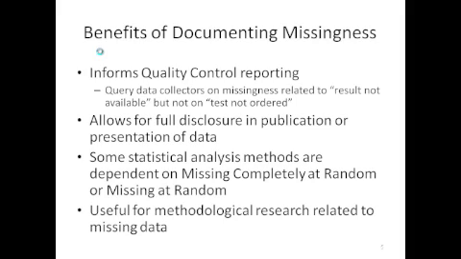So the benefits of documenting missingness is that it informs the quality control reporting. You're not going to send an error report or generate a cleanup query on a variable that was added to a system at a certain date for all the patients that were enrolled prior to that date, before that variable was available. So you really need to know about the missingness. It's a good idea to document what's going on with it. It also allows for full disclosure in publications and presentations of data.